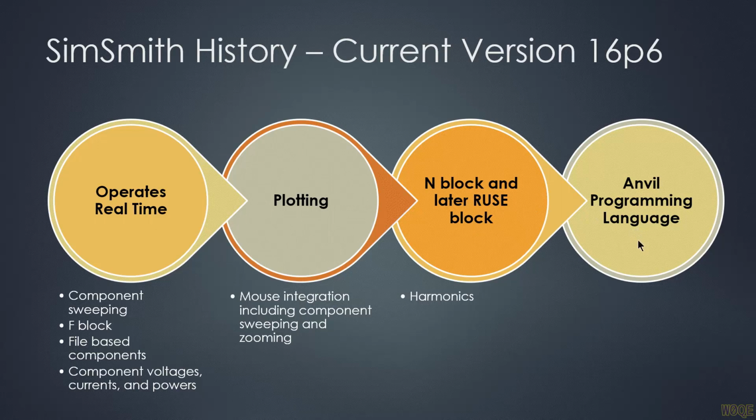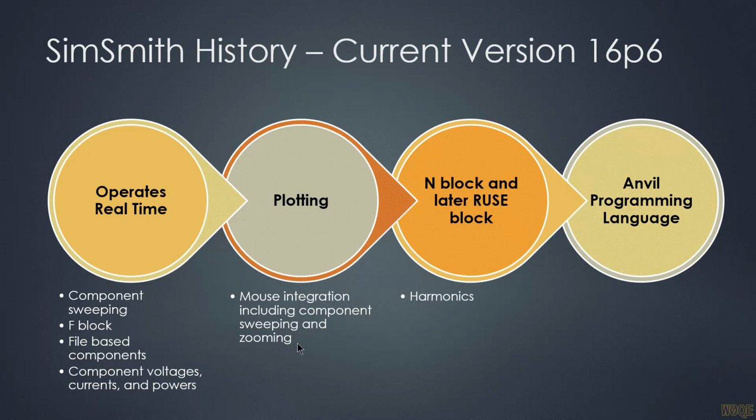I have not done any videos including this yet. I intend to do some, but this is a pretty advanced feature. But along the way, things like component sweeping and file-based components such as an antenna where the impedance is not 50 ohms at all frequencies. Component voltages and currents were displayed on the block for each of the components. These were all incremental add-on features that made SimSmith more and more valuable.